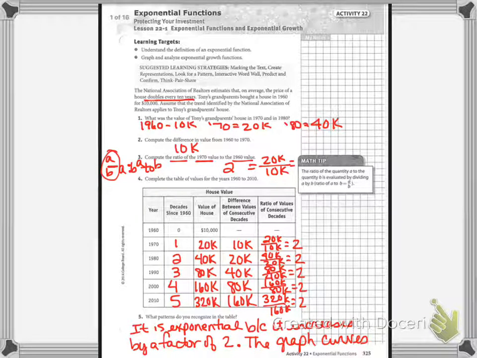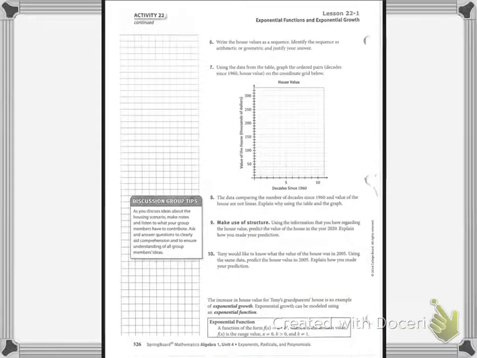Next page gives us a little more practice with this. It says, write the house value as a sequence. Again, geometric sequence. We just talked about this. And identify the sequence as arithmetic or geometric. It's going to be geometric because we were multiplying each time. So if we're going to write this as a sequence, we can start with 20 and then 40, 80, 160, and we could put thousands. And our geometric ratio is going to be 2.